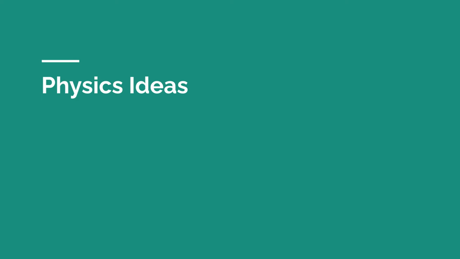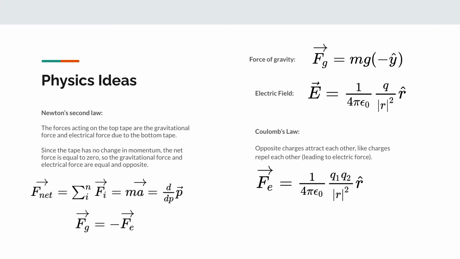Now, there are some physics ideas important to this lab. Newton's second law states that if there's no change in momentum, the net force is also zero. We know that the forces acting on the top tape are the gravitational force and the electric force due to the bottom tape. The top tape's not moving, so there's no change in momentum, and so the gravitational force and electric force are equal and opposite.